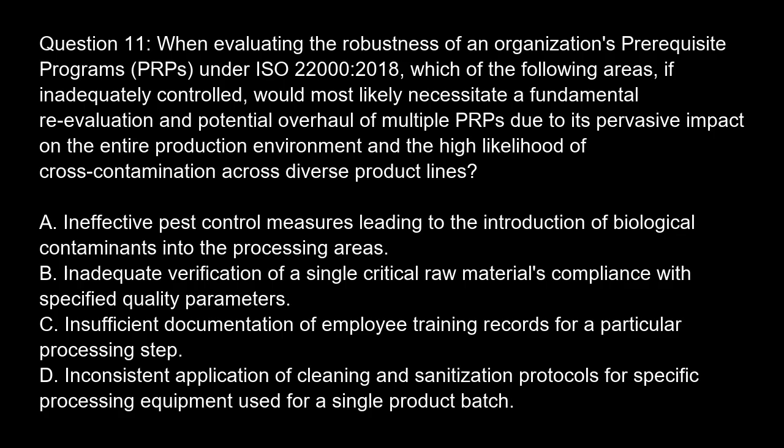Option A. Ineffective pest control measures leading to the introduction of biological contaminants into the processing areas. Option B. Inadequate verification of a single critical raw material's compliance with specified quality parameters. Option C. Insufficient documentation of employee training records for a particular processing step. Option D. Inconsistent application of cleaning and sanitization protocols for specific processing equipment used for a single product batch.